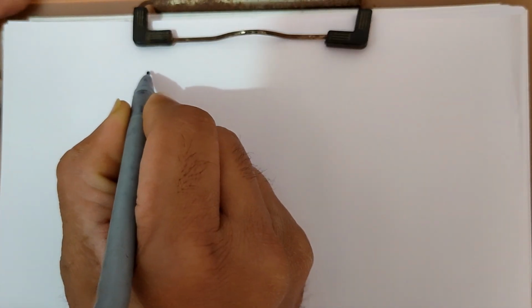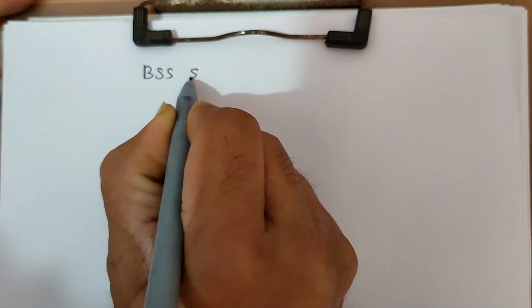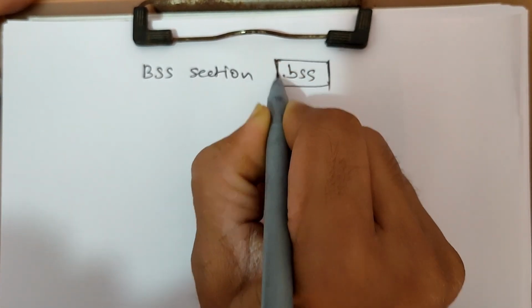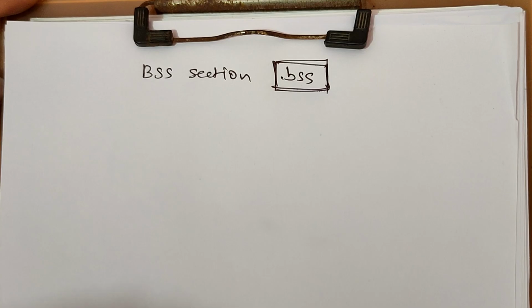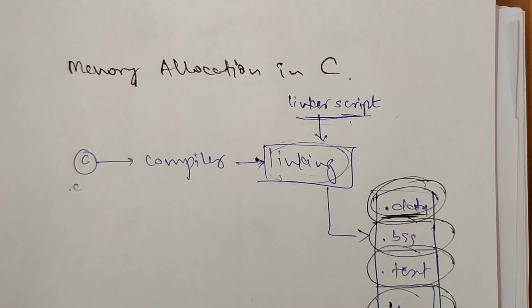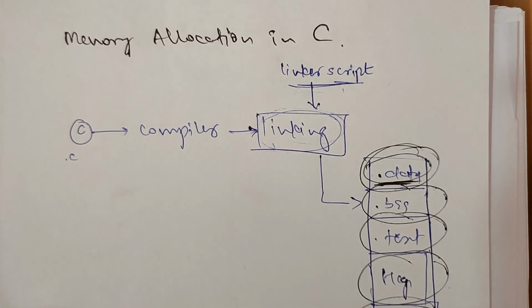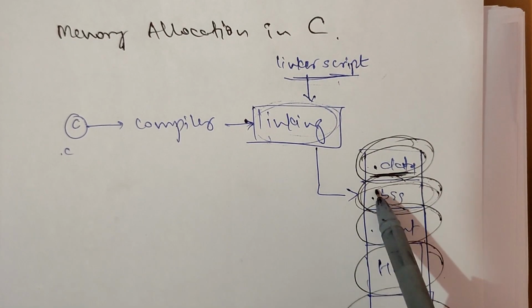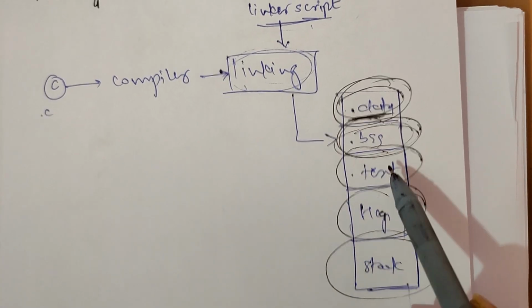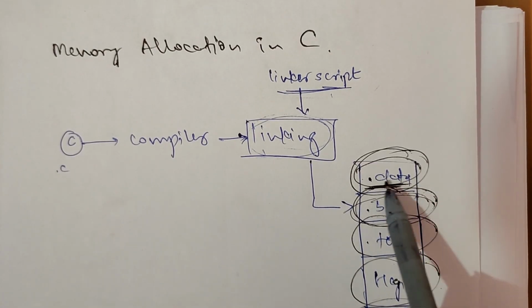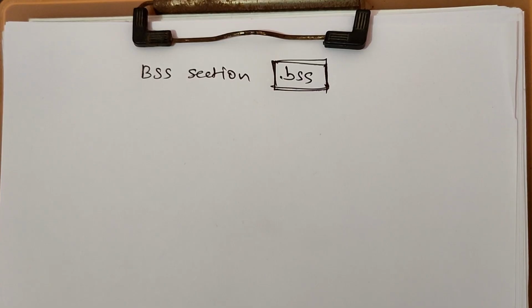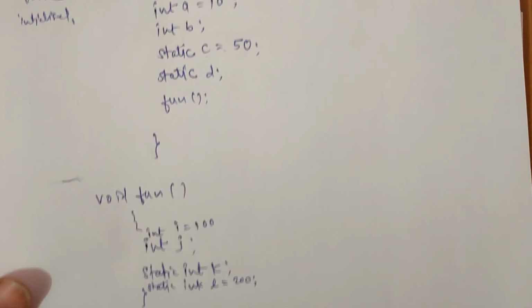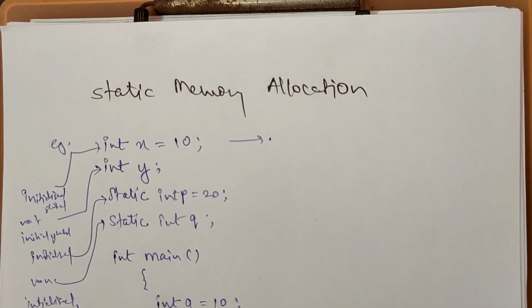Today we will see the BSS section, or you can say dot BSS. Previously we have seen the data section. Now we will see the BSS section. One by one we will complete all of them. We are also going to have the same program, so we can relate each thing.